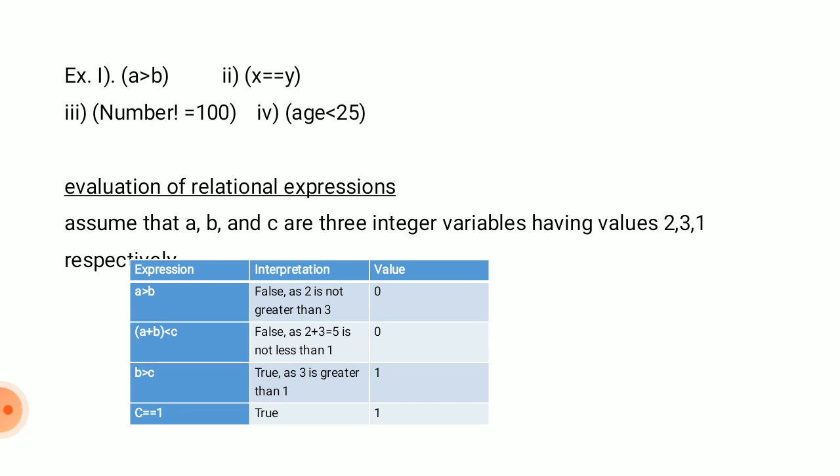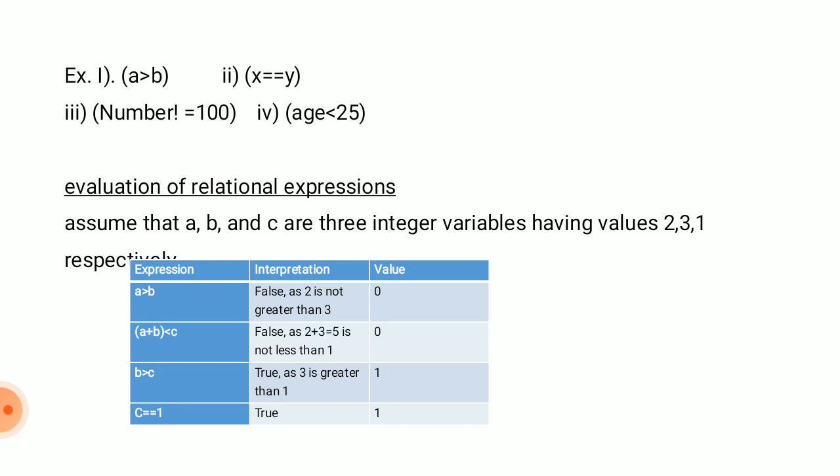Now we will see how these expressions are evaluated, that is, how the result will be displayed as true or false. Just assume three integer variables, A, B and C, where A is equal to 2, B is equal to 3 and C is equal to 1 respectively. In the first expression, A is greater than B.